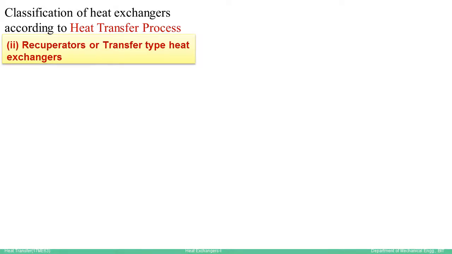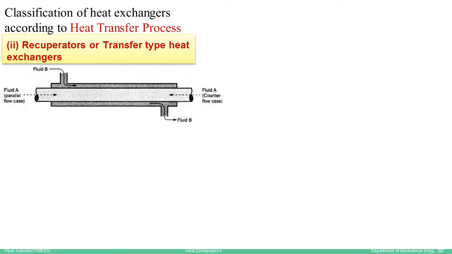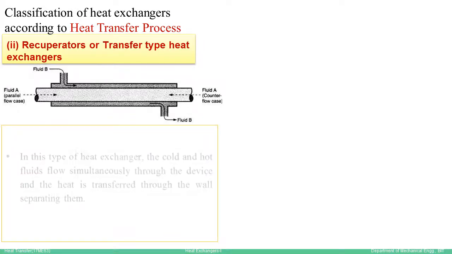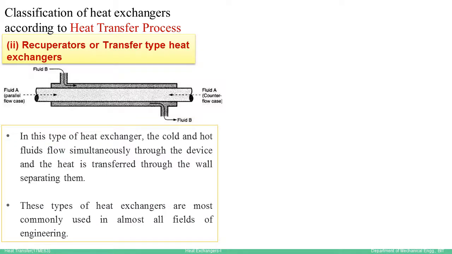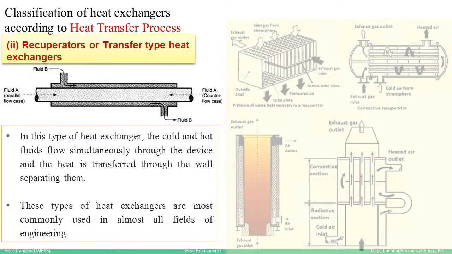Recuperators are those heat exchangers where there is a direct heat transfer between two fluids which are separated by a surface. As you can see, this is the simplest example of this. There is a wall separating the two fluids in this case, and this kind of heat exchanger finds application in almost all the fields of engineering.